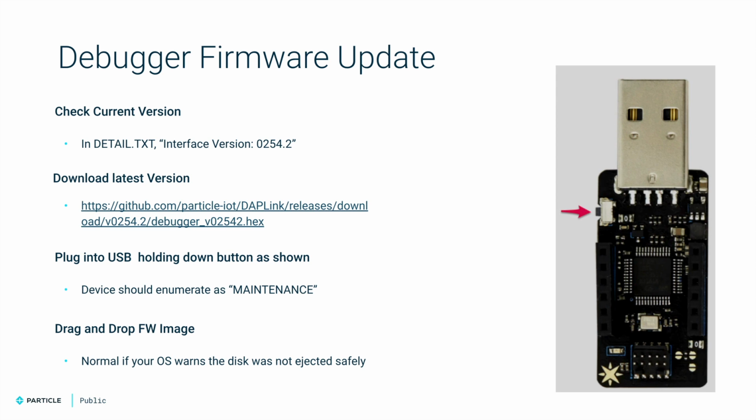If you have an earlier version, or if your debugger doesn't enumerate as a DAP link drive, we recommend updating the debugger firmware. To update the firmware, download the latest version from our debugger docs page. While plugging in the USB, hold the button down. The device should enumerate as maintenance if done properly. Then just drag and drop the downloaded firmware onto the drive. And note, it is normal if your operating system warns that the disk was not ejected safely.